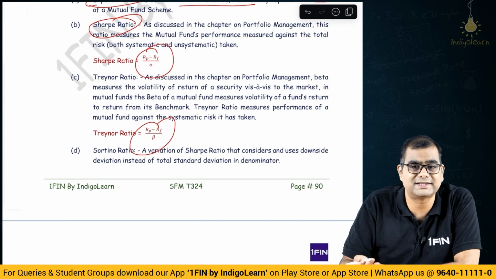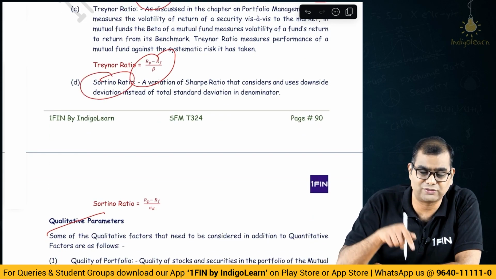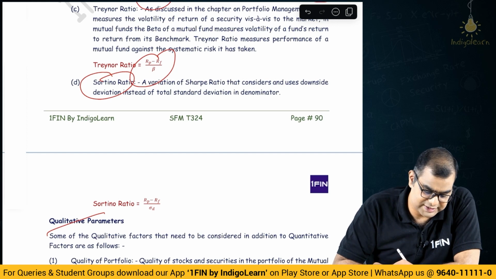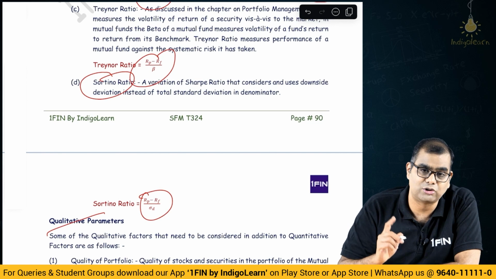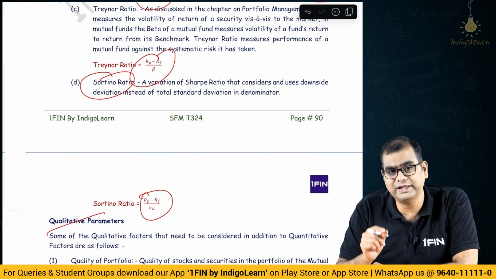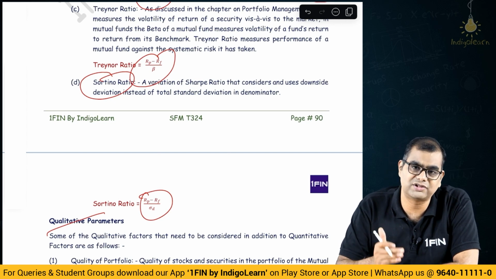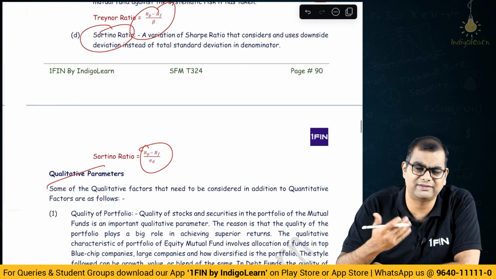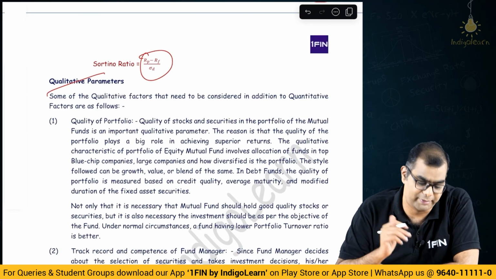Return of the portfolio minus risk-free rate divided by the beta of that particular portfolio. And finally, you have something called the Sortino ratio, which you are learning afresh now. This is basically return of the portfolio minus risk-free rate divided by the downside deviation. You are not using total standard deviation, which covers systematic and unsystematic risk, but you are taking only the standard deviation on the downside. So you ignore all upside deviations and look only at downside deviations. It's a very different way of evaluating a mutual fund. And you compare it with other mutual funds and see which one is performing better.